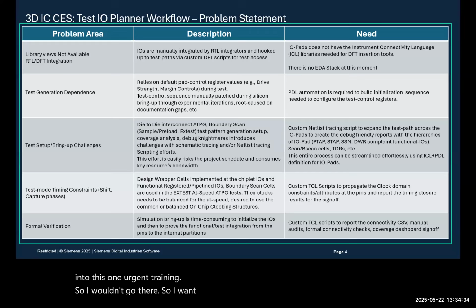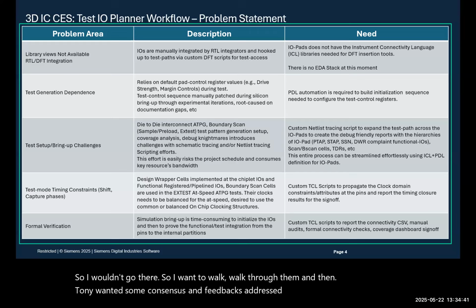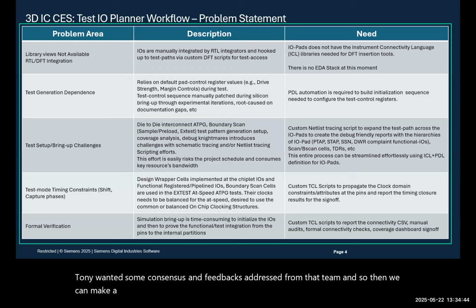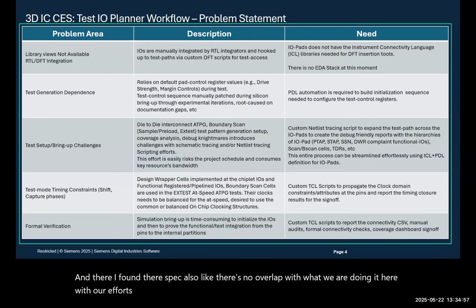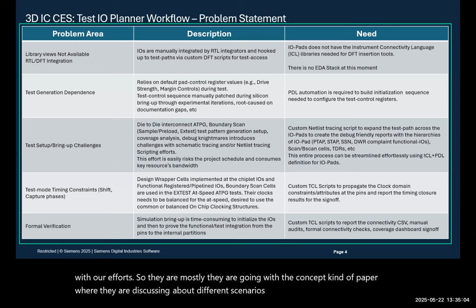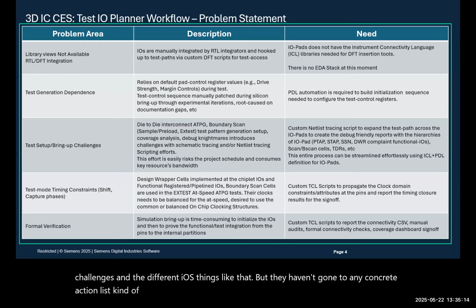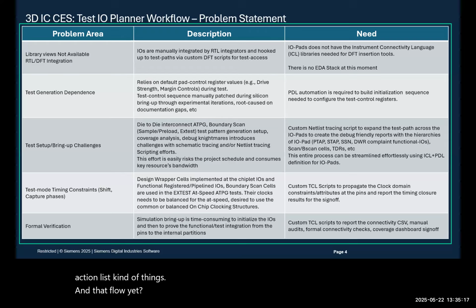So I want to walk through them, and then Tony wanted some consensus and feedback addressed from that team, so then we can make a call. That's what Tony is expecting now. And I found their spec also, and there is no overlap with what we are doing here with their efforts. They are mostly going with a concept kind of paper where they are discussing different scenarios like thermal, test access, the challenges, and the different IOs, things like that. But they haven't gone to any concrete action list in that flow yet. So we can see how we can collaborate with that team.